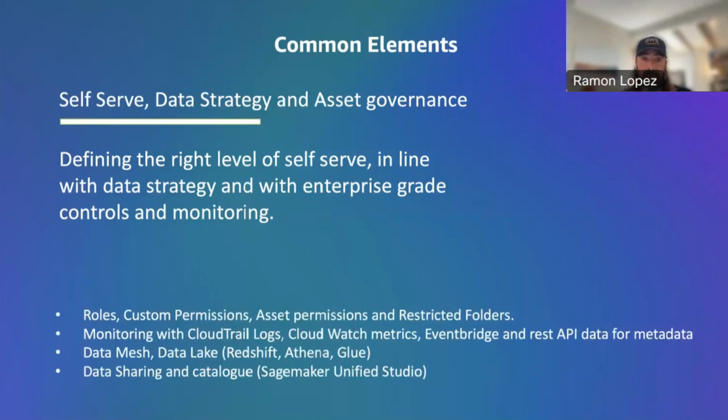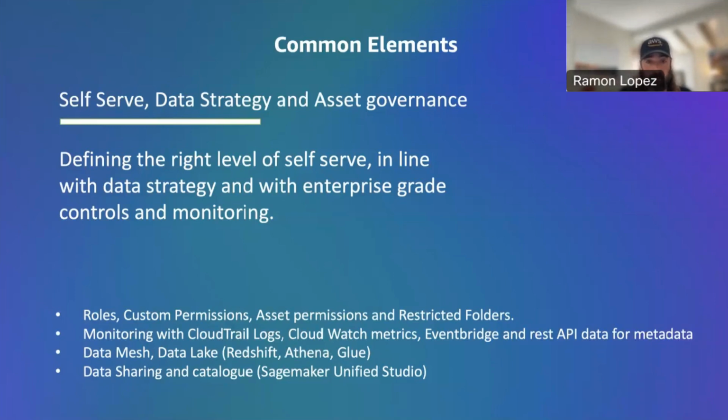And some capabilities and some concepts that are going to support this. In QuickSight, you have things like roles: admin, admin pro, author, author pro, reader, reader pro. You have things like custom permissions that allow you to get really granular with what each user is allowed to and not allowed to do in QuickSight.